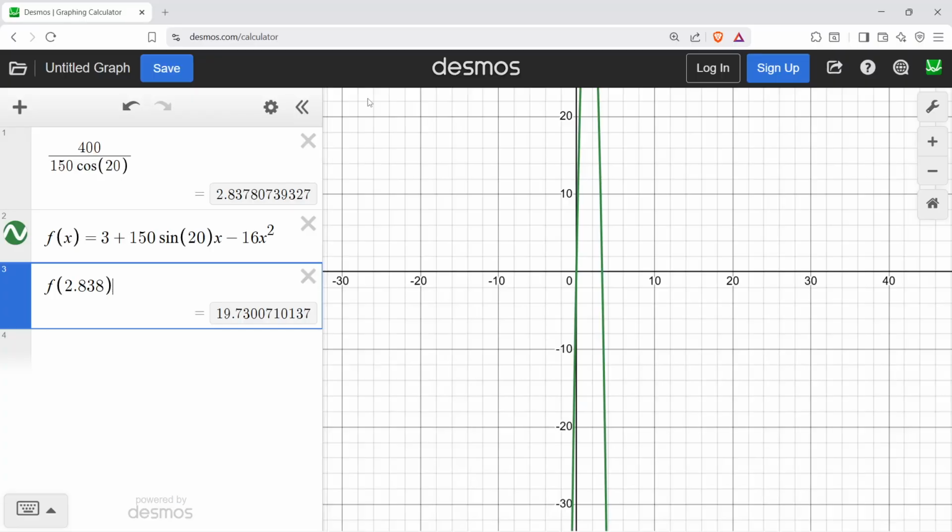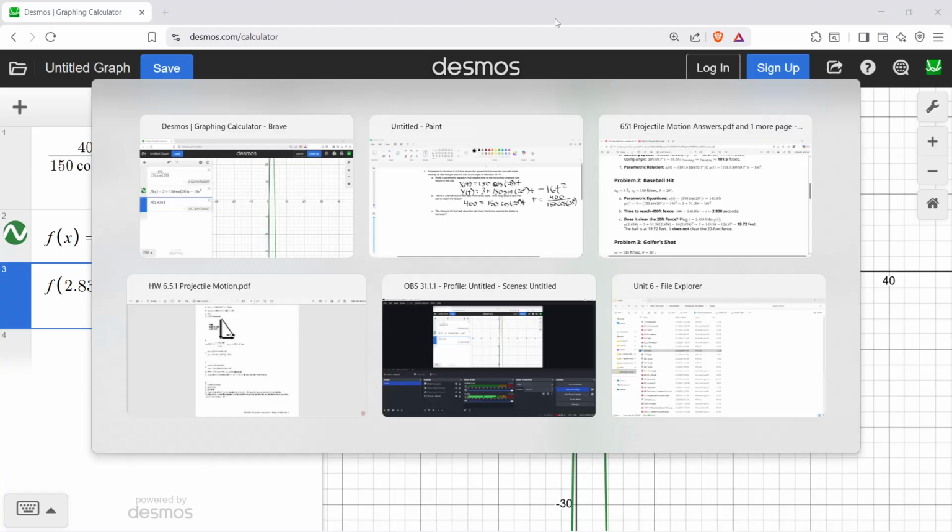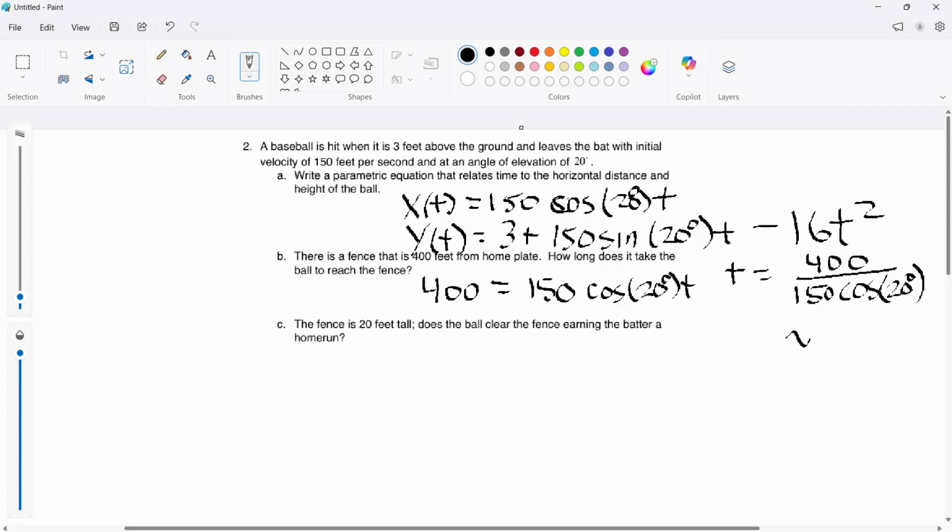And let me see what that equals. I'll go to my old Desmos. I think I already have that. Yeah, about 2.838 seconds. Okay, this is the exact answer. This is approximate. I think in the answer key for the next one, they just use the approximate.